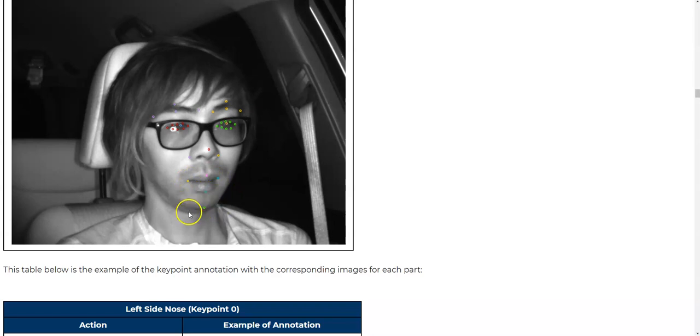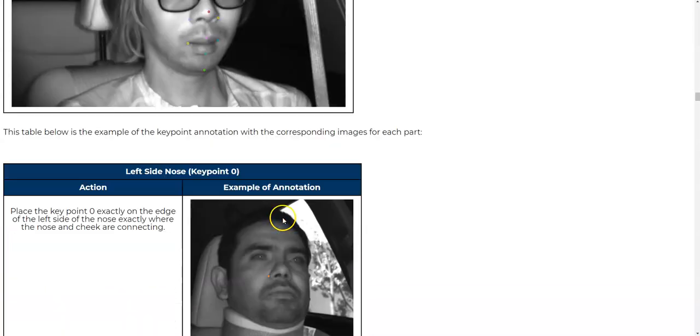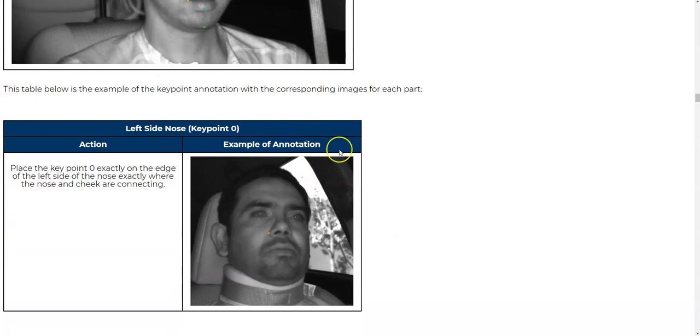And finally, 1 key point at the center of the chin. Right. So, in the following images, I'll explain to you all 34 key points and where to place them.